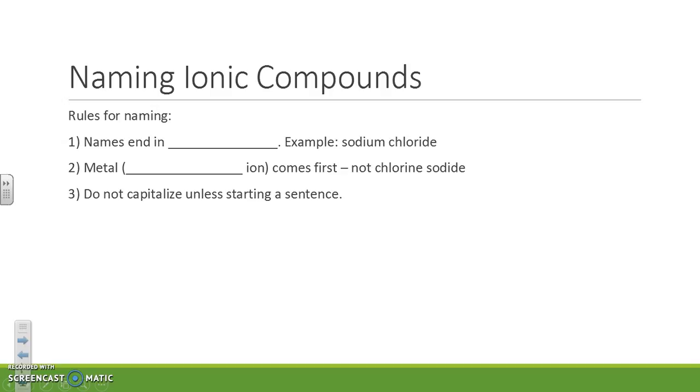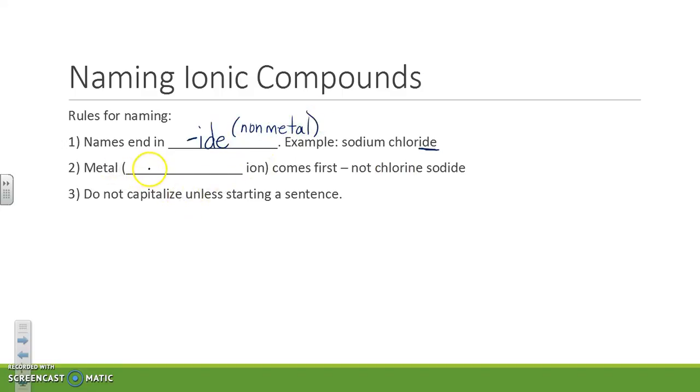Okay, naming ionic compounds. There are some rules that we follow. The names of ionic compounds are always going to end in -ide. We always put "ide" at the end of our compound. That always goes on the second element, or the non-metal. The non-metal always gets the -ide ending.